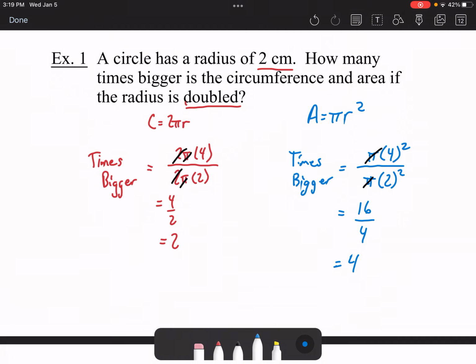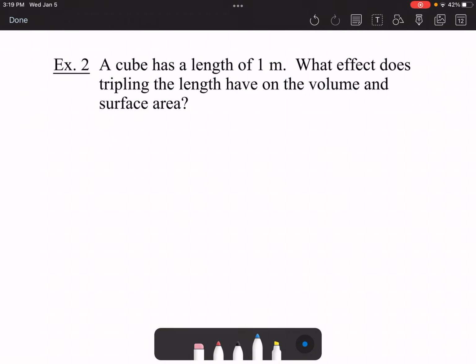Okay. So let's try that with surface area and volume of a cube. So surface area of a cube, since there's 6 sides, and what are the bases? You're going to square that. For its volume, it's whatever the base value is, cubed. So what effect does tripling the length have on the volume? We're going to see how many times bigger it is.